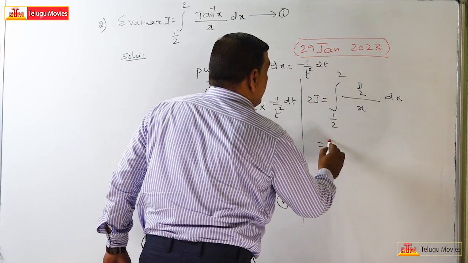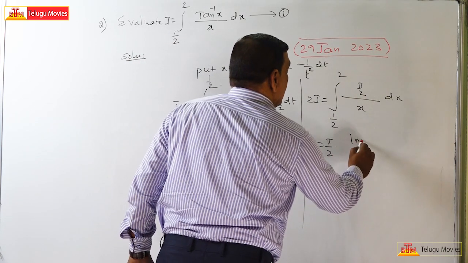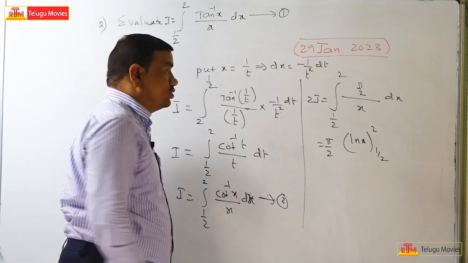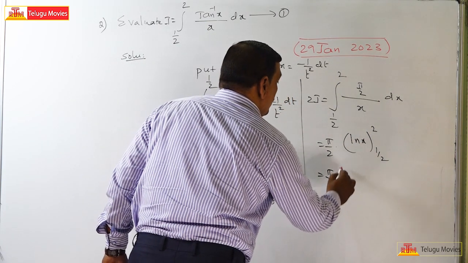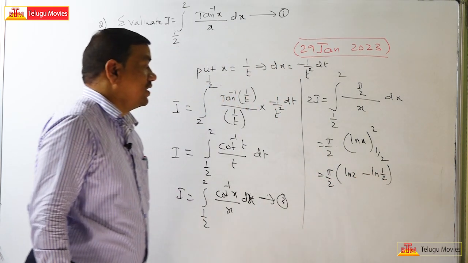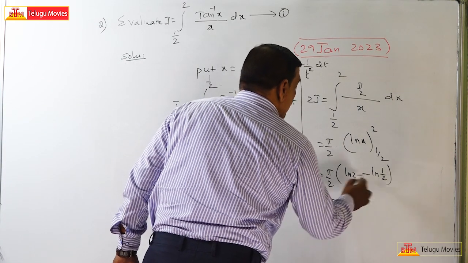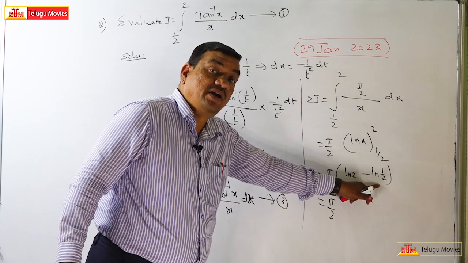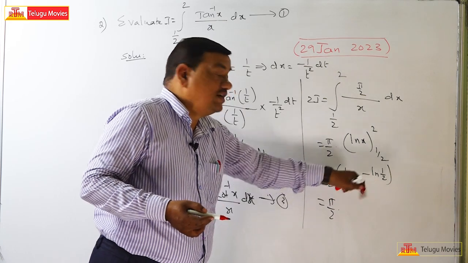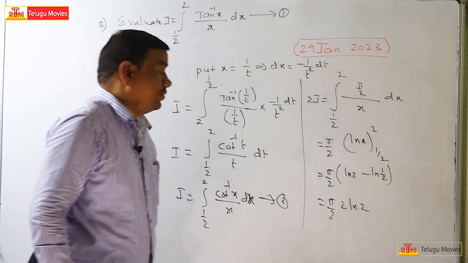So take pi by 2 common outside. The integral of 1 by x is equal to how much? ln x, upper limit, lower limit. So this is equal to pi by 2 into ln 2 minus ln 1 by 2, upper limit, lower limit. ln 1 by 2 means what? 2 power minus 1, so minus 1 will come out here, plus 1. ln 2 plus ln 2 is 2 ln 2.